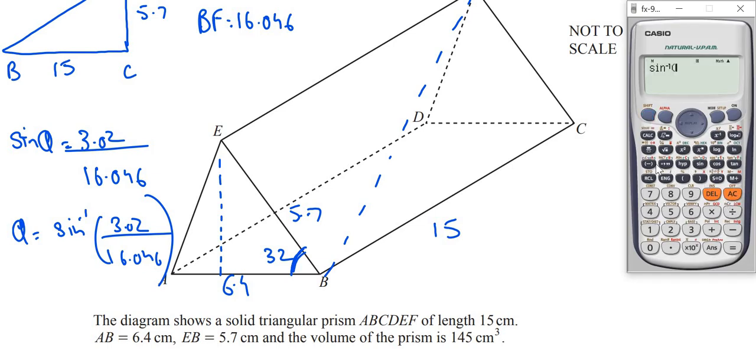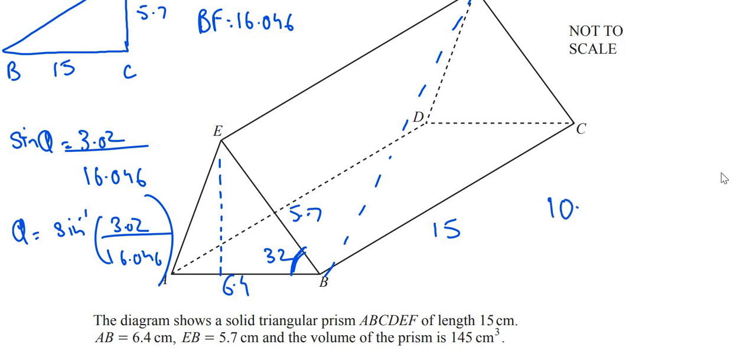Sine inverse 3.02 divided by 16.046. We get an answer of 10.8 degrees. Alright. So this is going to be your answer.